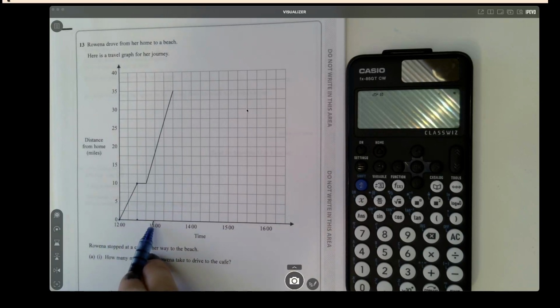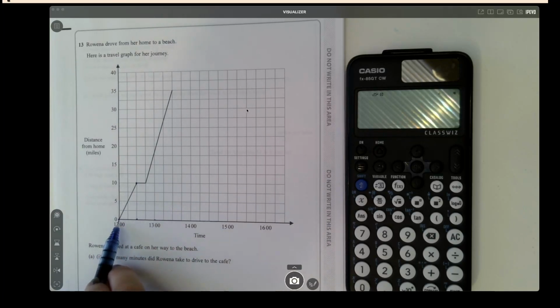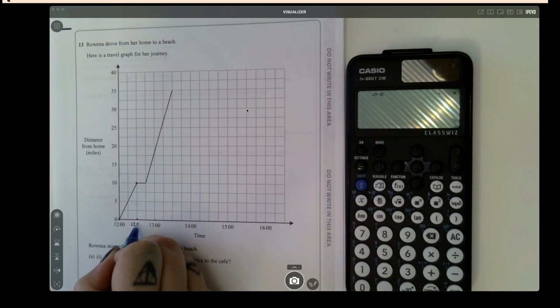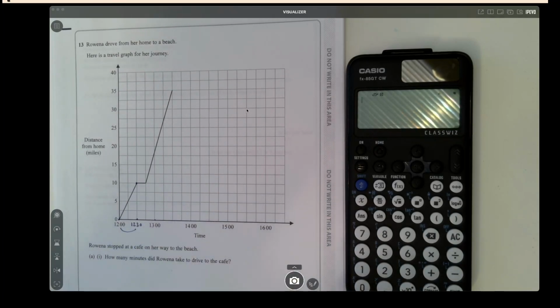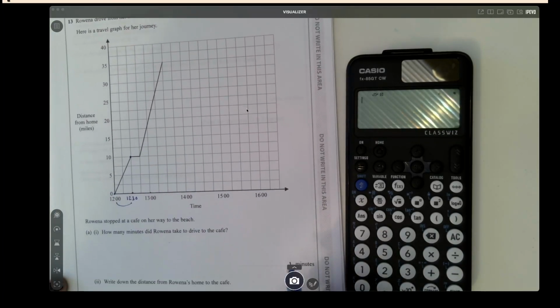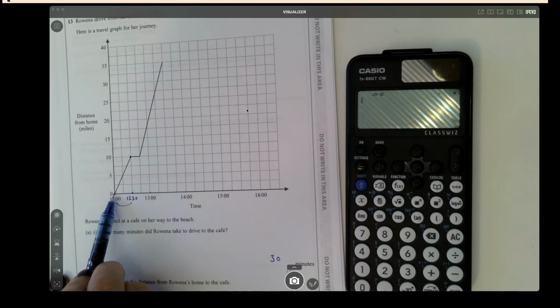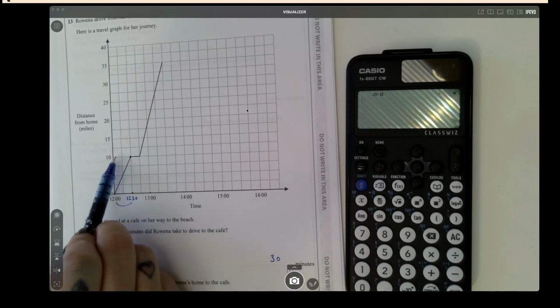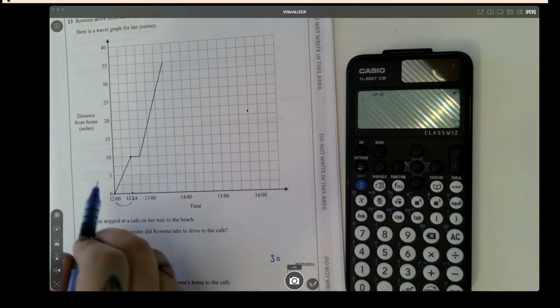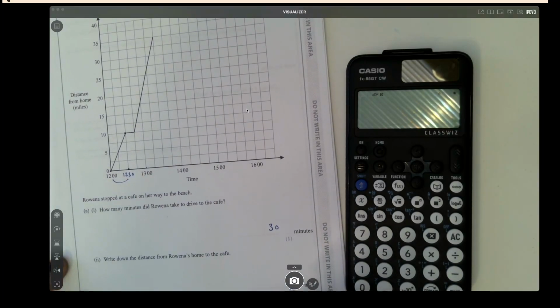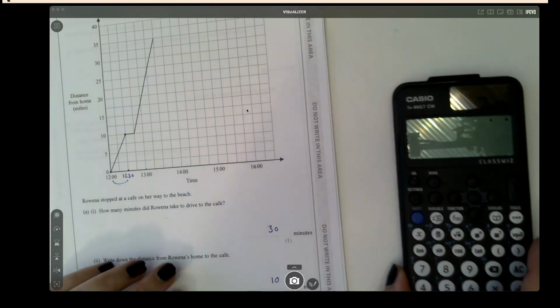So we've got 12 till 1 p.m., so this must be 12:30. So that tells me it took 30 minutes to drive to that cafe. Then it says, write down the distance from Rowena's home to the cafe. So this is home, this is the cafe, so we're reading along this way now. So the distance is 10 miles.